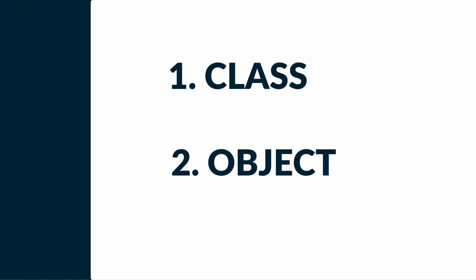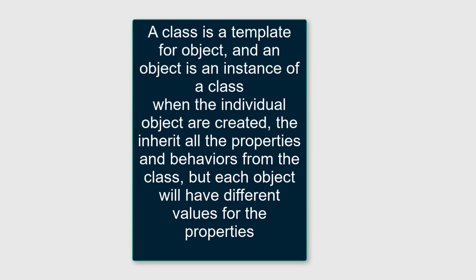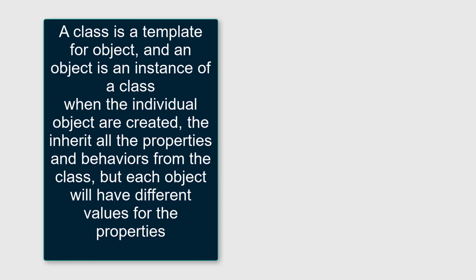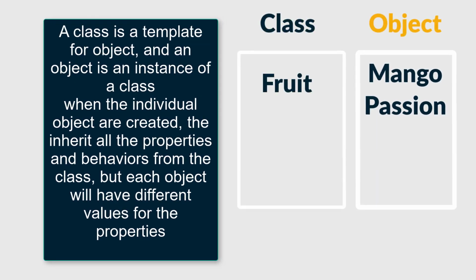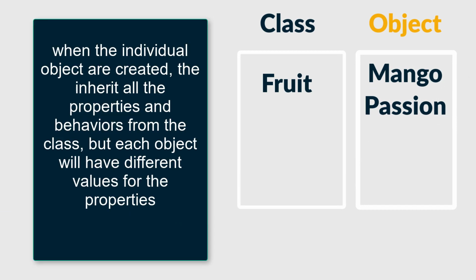A class is a template for objects, and an object is an instance of a class. When the individual objects are created, they inherit all the properties and behaviors from the class, but each object will have different values for the properties.